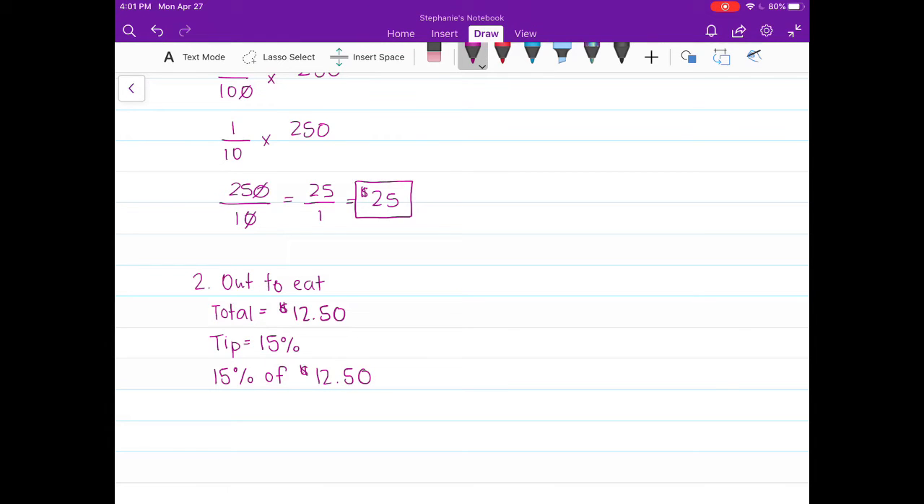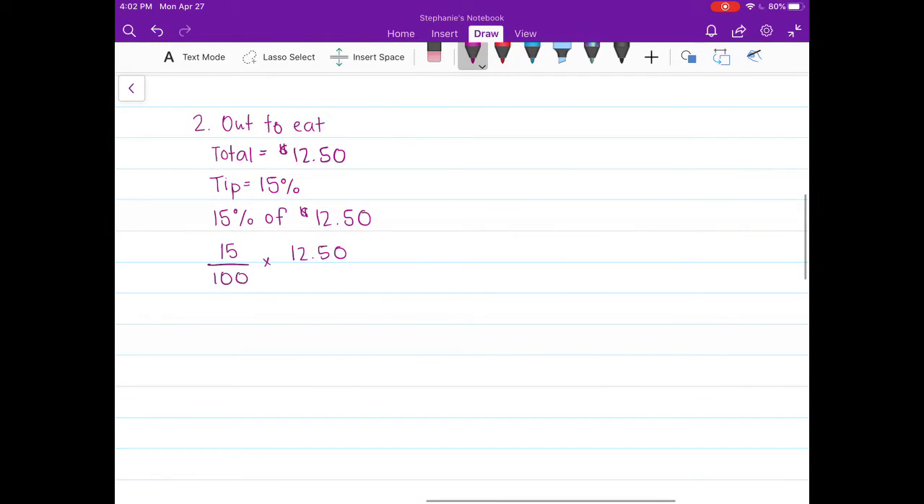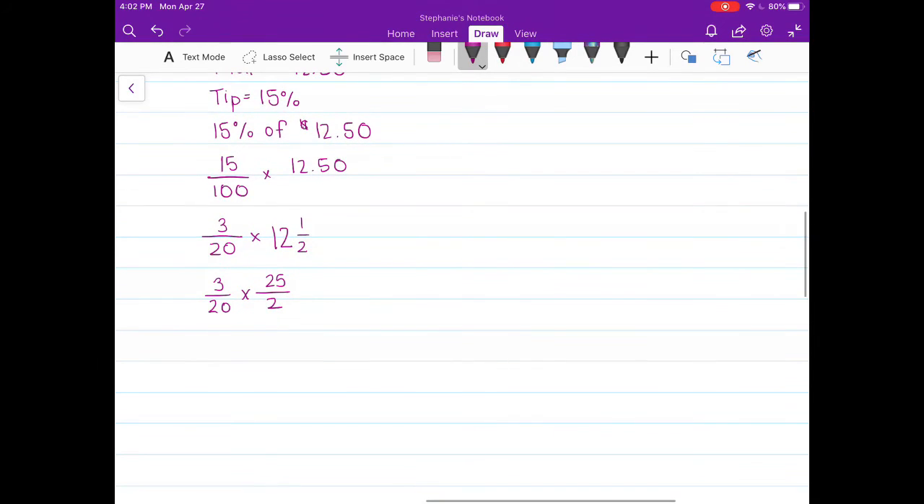So we're going to do the problem just like we did with the first one. First, write the percent as a fraction, 15 over 100, and multiply it by the whole, $12.50. Now, I'm going to simplify my fraction. I know that 5 times 3 is 15 and 5 times 20 is 100. And I'm going to go ahead and make $12.50 into fraction form. Then I'm also going to change my mixed number into a fraction. Multiply 12 times 2, 24, plus 1 is 25.